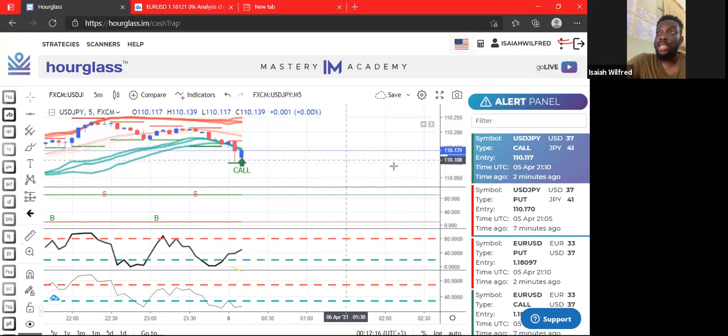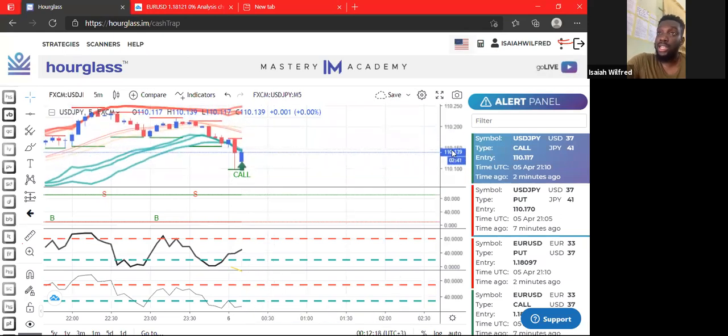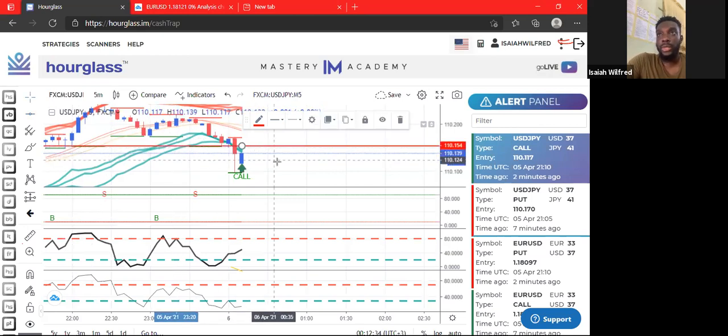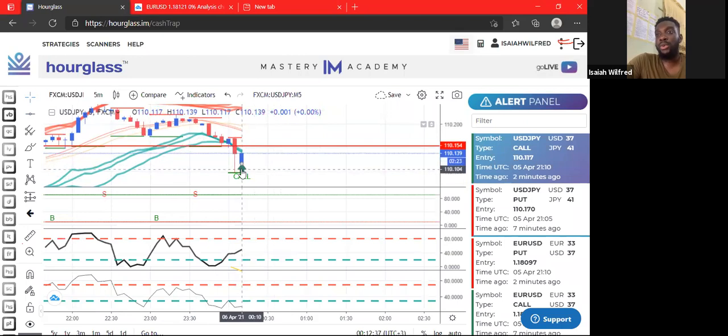So in this case, we are supposed to be selling USD JPY. So what will I just do? I can just come to this green line here. Okay, see this green line? There's a green support line over this side, just like that. So I can just place a line here and say, okay, by the time USD JPY buys up to this point and Cashtrap calls out a put, that's where I want to take it for a sell, just like that.